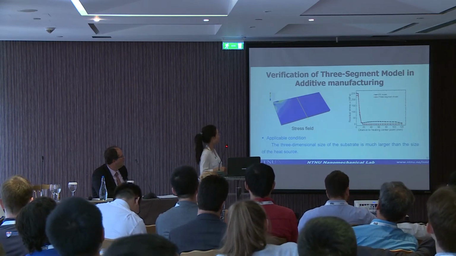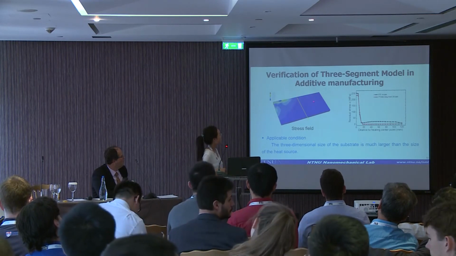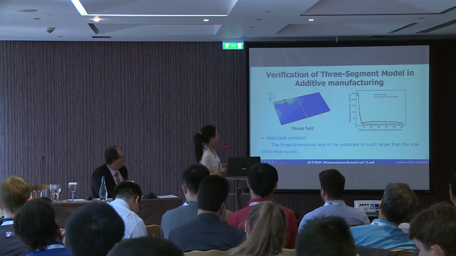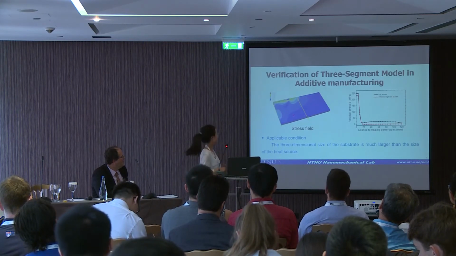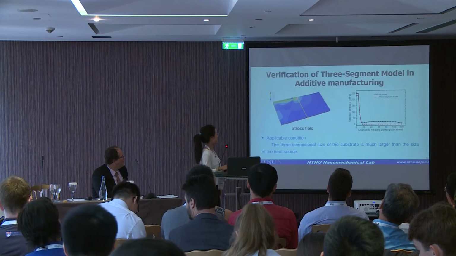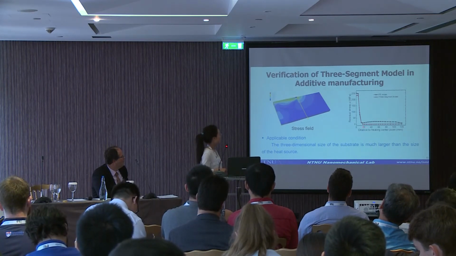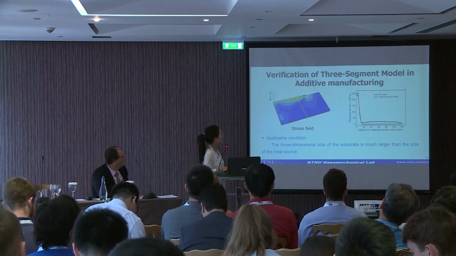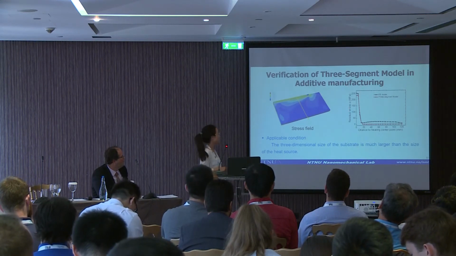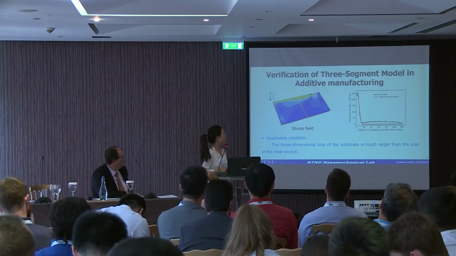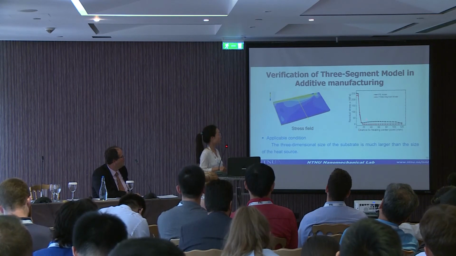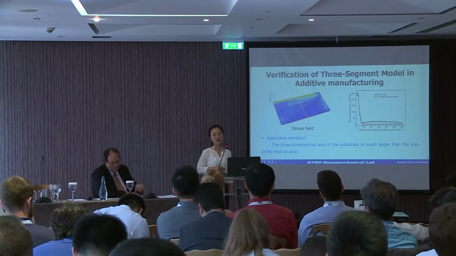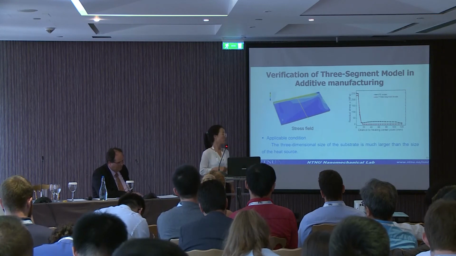The three-segment model was also validated by a finite element model of additive manufacturing. This is the finite element model simulating the additive manufacturing process with a moving heat source and an added material model. The black curve shows the simulation result from this model, and the red curve shows my three-segment model results. From this figure, we can know that the three-segment model can capture the two critical points precisely and shows good agreement with the simulation results of the additive manufacturing model.